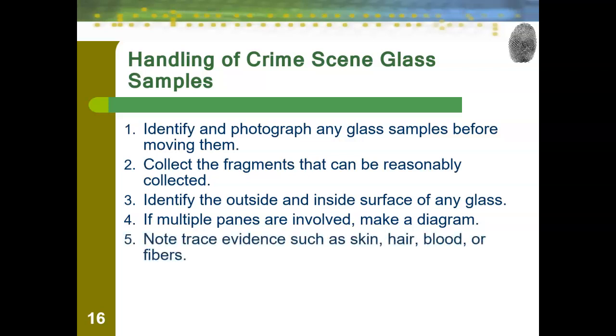We're also going to want to note trace evidence such as skin, hair, blood, or fibers found on our glass. While glass evidence is very valuable, skin, hair, blood, or fibers could be even more valuable, so we want to make sure that we locate and properly secure that evidence as well. A lot of times people break a window to come through that window and end up cutting themselves or something and leaving more evidence behind.